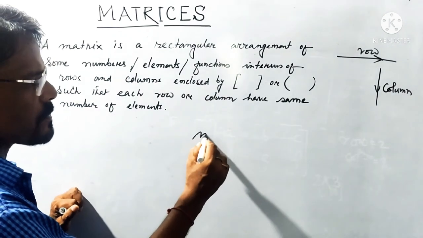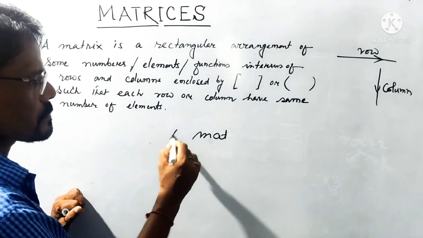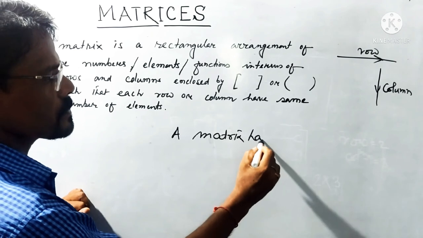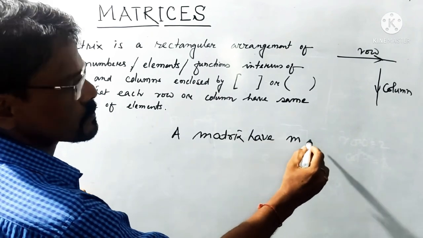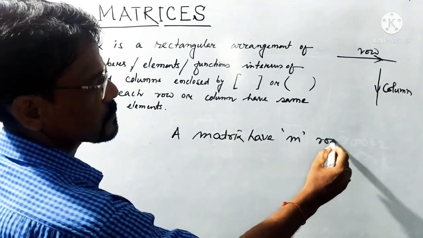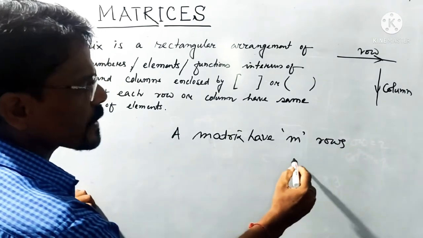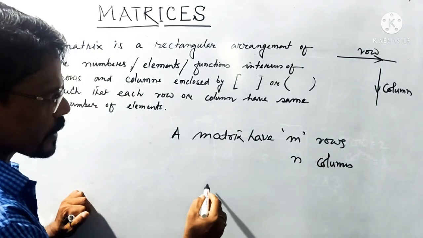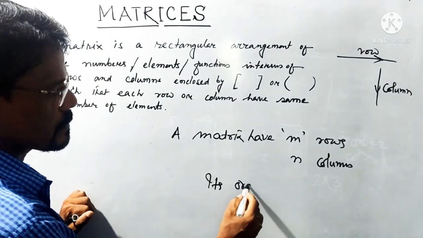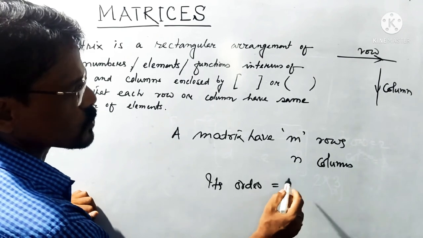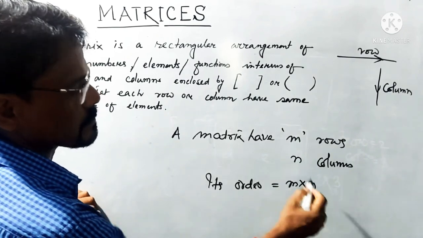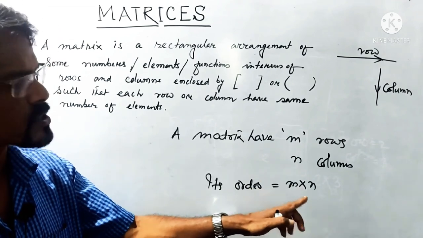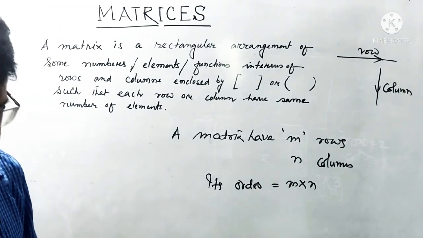Suppose a matrix has m rows and n columns, then its order is equal to m by n. So the first number always represents rows and the second number represents columns. This is called the order of a matrix.